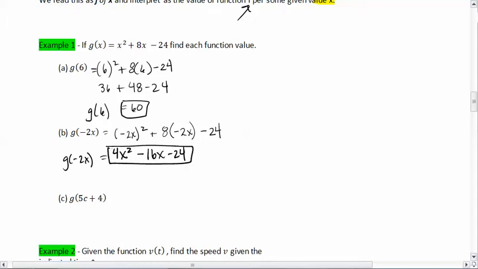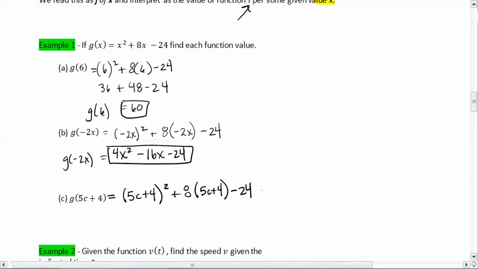Next we have g of 5c plus 4. So again, we're plugging in that 5c plus 4 for our g of x value. And we get (5c plus 4) squared plus 8 times (5c plus 4) minus 24.